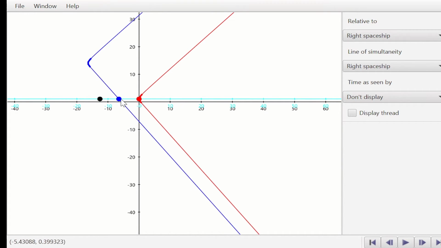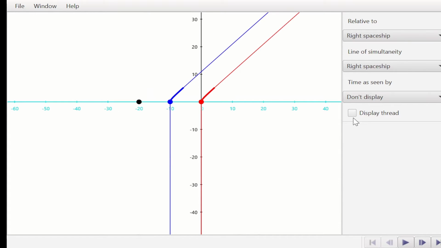Now we see that the blue ship, from the red ship's point of view, is actually getting closer. But also, the point that is simultaneous is a point before the thread is attached to the ship. So this makes no sense as far as trying to determine the length of the thread. So I thought, well, I don't quite understand the problem. So let me take a different approach.